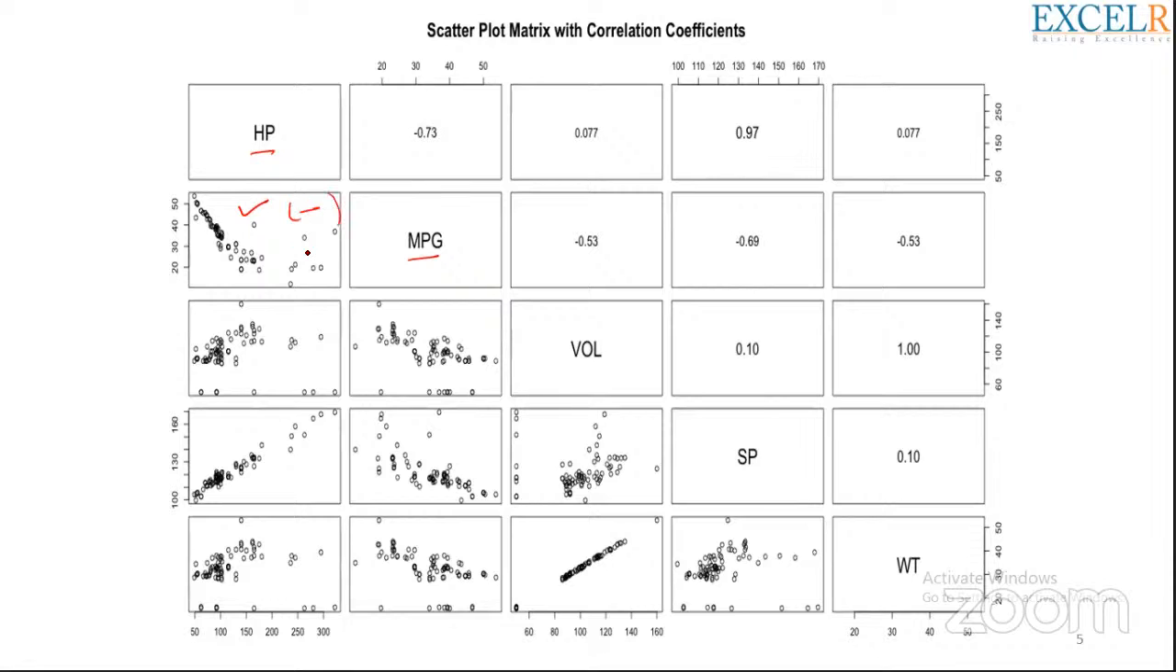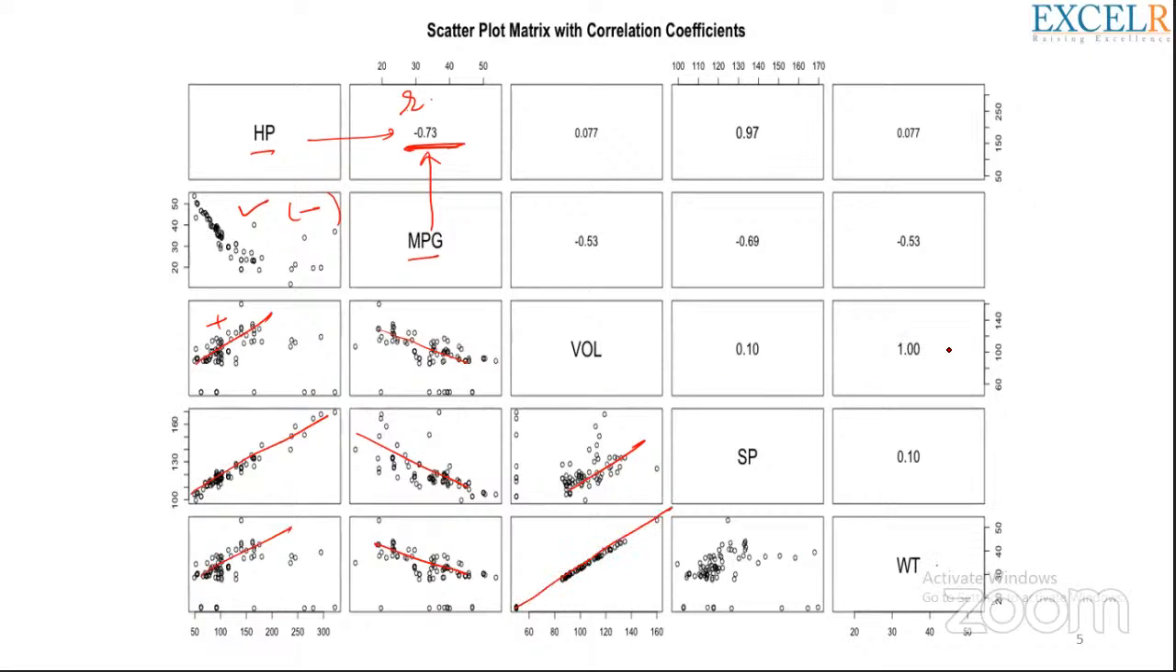So this is one insight. And how much is the strength of this association? Negative 0.73. So this is the strength of the association, which is nothing but the correlation coefficient, small r. Then this is slightly positive, and this is slightly negative. This is positive, HP versus SP, right? And this is negative, slightly positive, slightly negative, slightly positive, and highly positive between volume and weight.